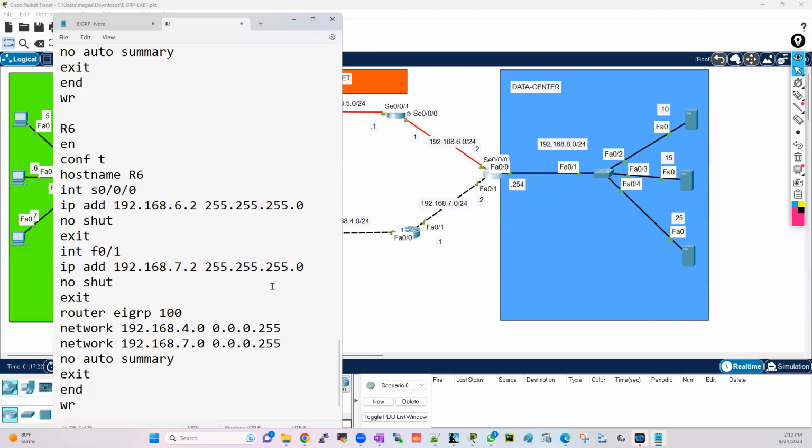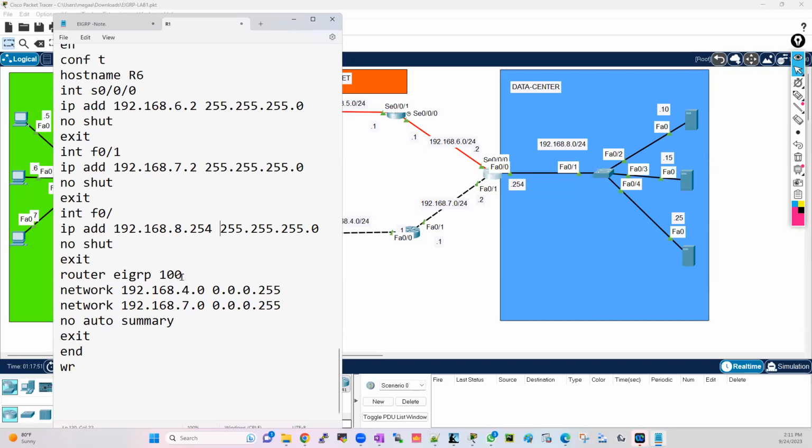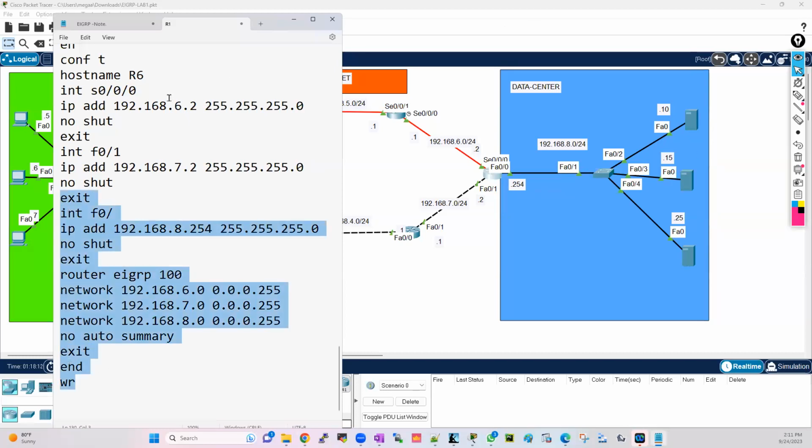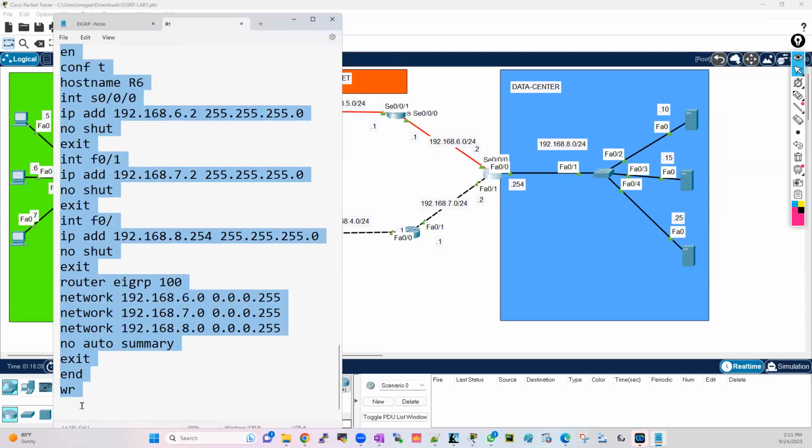7.2. Okay. And then we have another interface that is going to inside. So we need to copy this side and then we paste it here, which is what? F0/0. And then the network is what? 8.254. And then router EIGRP 100. So we need to advertise .6, .7 and then .8. So we copy it. Okay, the router name will be router 6. Copy.